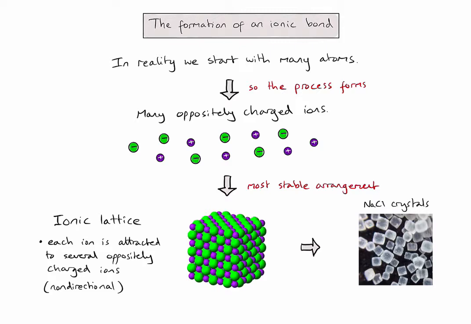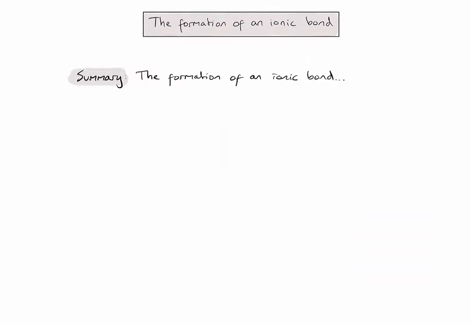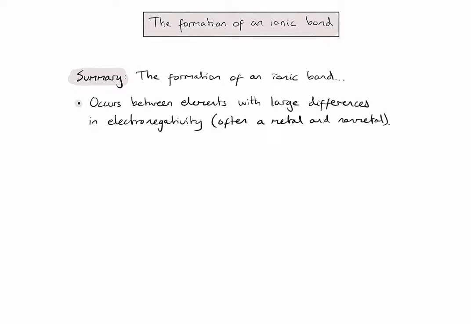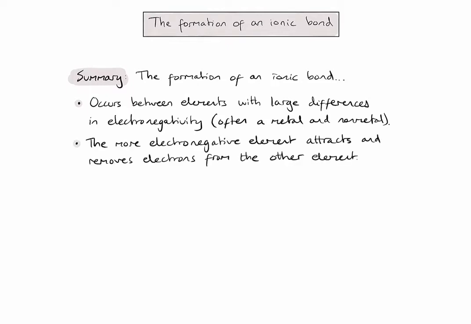Let's now summarize the key points from this video. The formation of an ionic bond occurs between elements with large differences in electronegativity, which are often metals and nonmetals. The more electronegative element is able to attract and actually remove an electron from the other element. And this means that the octet rule is achieved by the formation of ions. An ionic bond is simply the electrostatic attraction between oppositely charged ions.